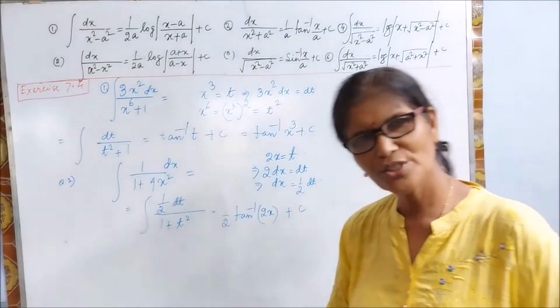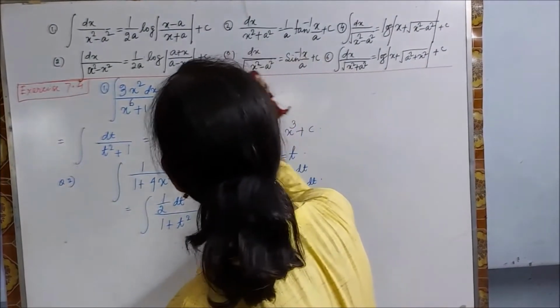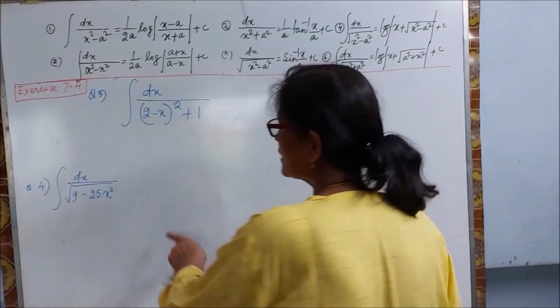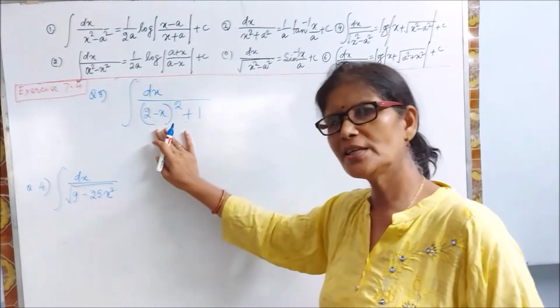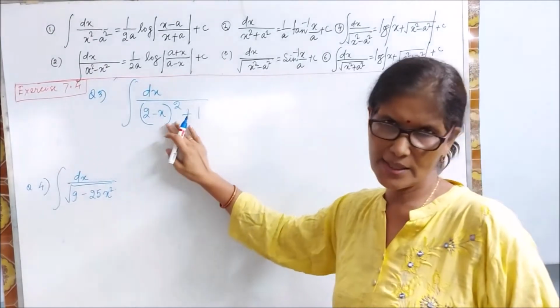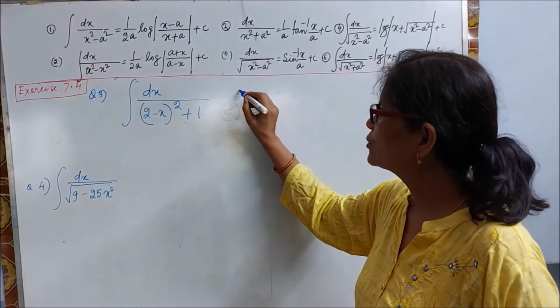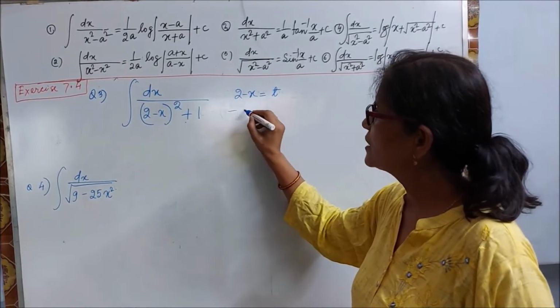Now we will go for question number 3, 4, and so on. I have written them, so we'll do them at the same time. So can you think of our question number 3 here? So 2 minus x, I will take t, so that it is t square plus 1 square. So I'll take 2 minus x is equal to t and minus dx is equal to dt.